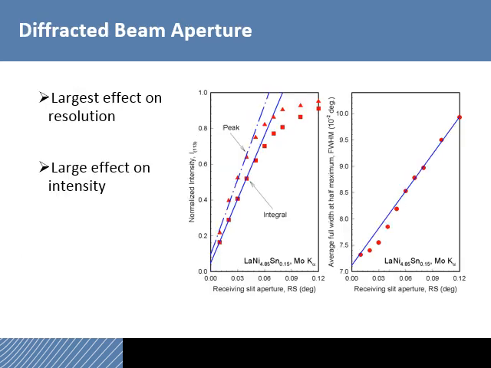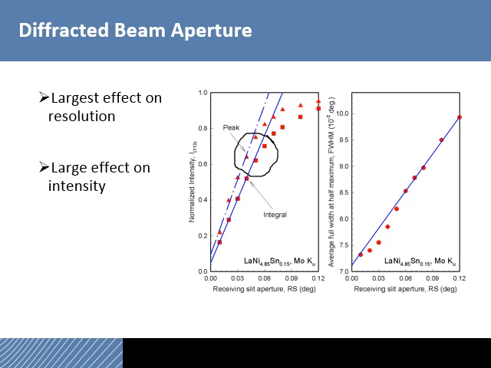The diffracted beam aperture, which is on the other side, so this is after the beam has hit the sample and diffracted, has the largest effect on resolution and a large effect on intensity. Again, the same type of plots. On the left, the x-axis is the receiving slit aperture, and on the y-axis, we see the normalized intensity. And same kind of rough position: we tend to try to target being in this area in terms of intensity.